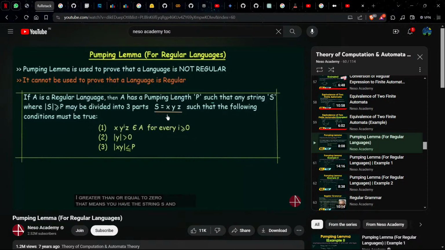That means you have the string S divided into three parts, X, Y, and Z. Let's say that the first part X and the last part Z we keep as they are, and the middle part of the string is Y. The middle part Y may be some sequence of symbols. If you increase this middle part Y n number of times, I greater than or equal to 0, then the string that you obtain must also belong to A, that is the language.